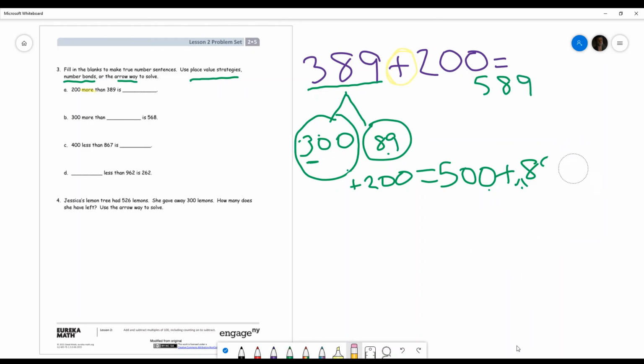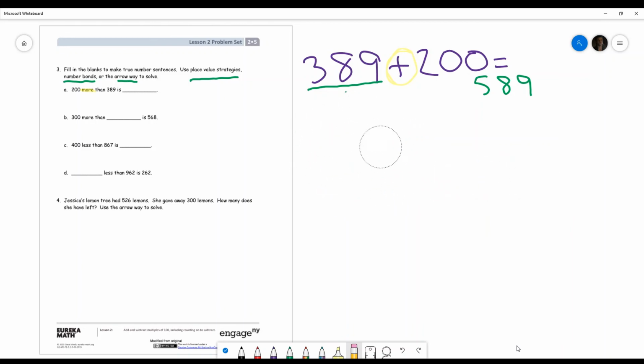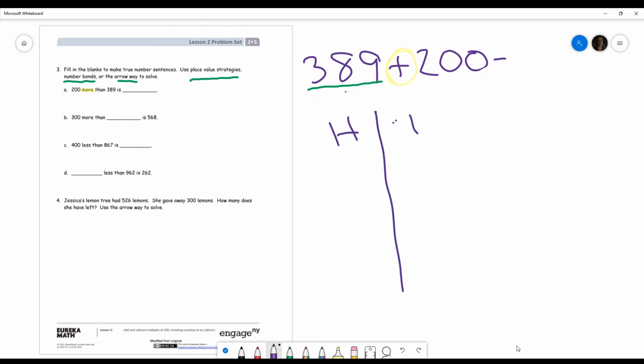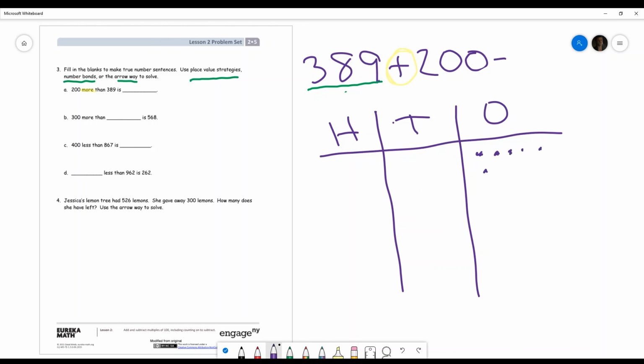You could also use place value, which would be, in my opinion, easy. So let's do our hundreds, tens, and ones. So let's do 389 first. We look at the ones place first. We have 9 ones, so let's put those in there. 4, 5, 6, 7, 8, 9. Let's look at the 10 spot now. We have 8 tens. 3, 4, 5, 6, 7, 8. Now let's look at the hundreds. We have 3 hundreds.